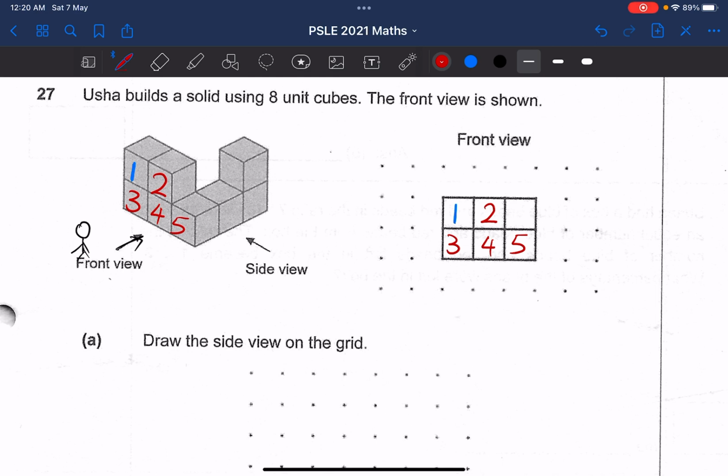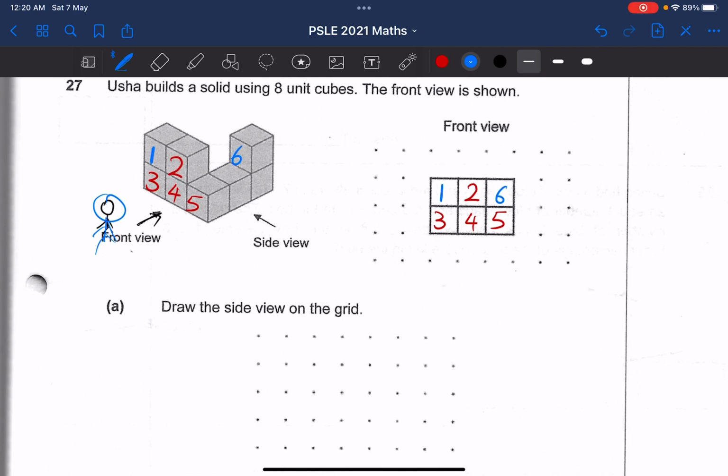Now, how did the 6 appear? How did this 6 appear? You can tell if you are standing at this side, how do you know where 6 is? 6 is above 5, right? If 6 is above 5, 6 must be here. Okay? So this is what we mean by the front view.